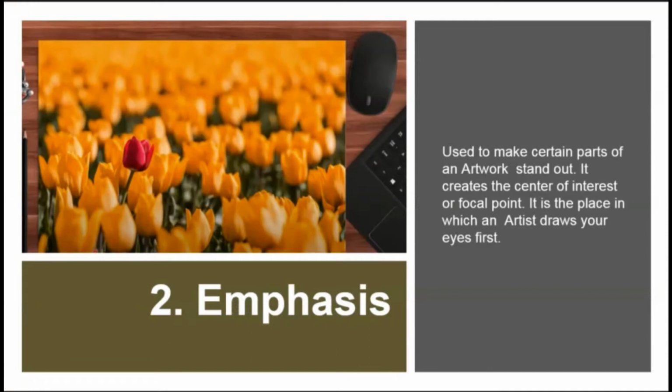Second, we have the emphasis. With this one, it can draw the attention of the viewer. For example, here in this photograph, there are many yellow flowers, as you can see. So to give emphasis to one flower, this one has a different color, which is red, to show emphasis. So emphasis is used for the viewer to give attention to one element.